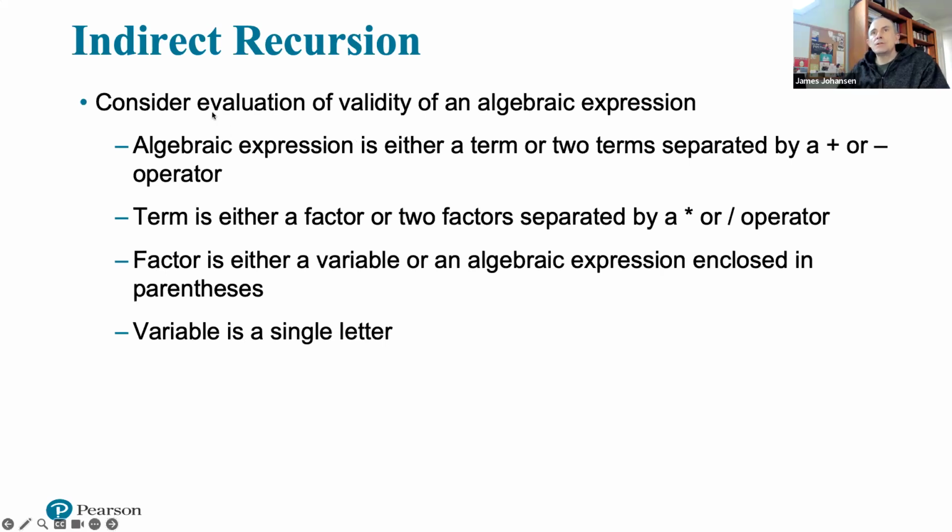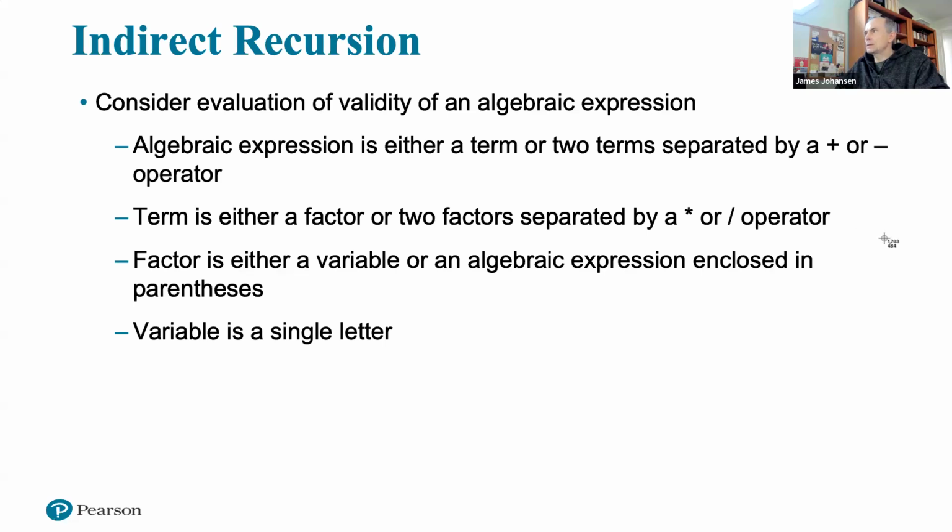So say you have evaluation and then validity of an algebraic expression. The algebraic expression is either of two terms separated by a plus or a minus operator. The term is either a factor or two factors separated by either a multiplication or division operator. A factor is either a variable or an algebraic expression enclosed in parentheses, and a variable is a single letter. So these are all the possible things that we have to be ready for in a general expression.